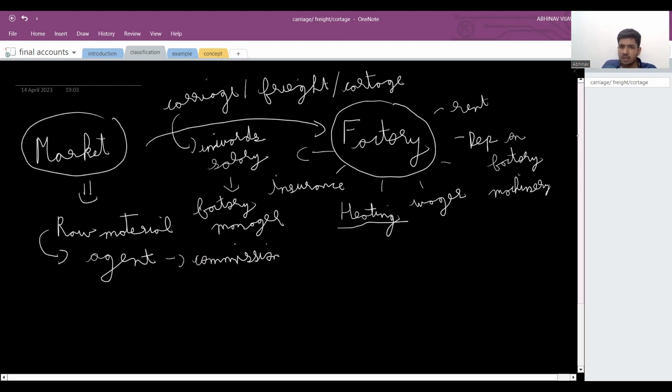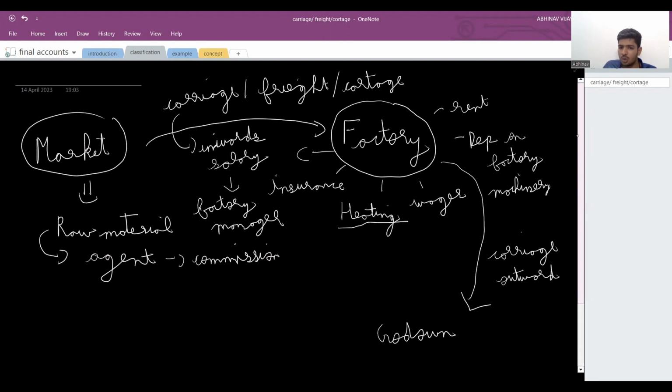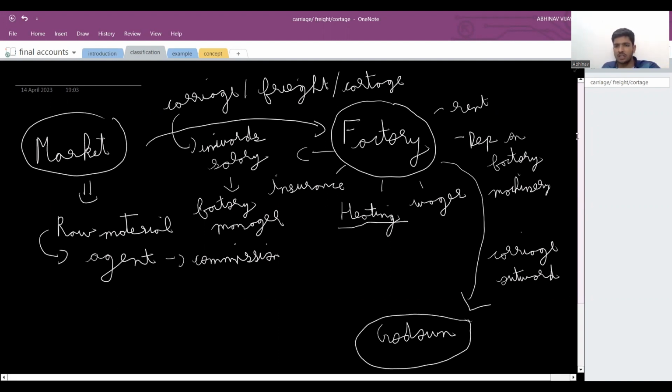Now next, from this factory, your raw materials go to your godown. Now in order to transfer it, you pay carriage outwards. Now see, there's a clear-cut definition. From market to factory, it's carriage inwards. From factory to godown, the transportation charge is called carriage outwards, because it is going out of the factory. And here, this is coming into the factory.